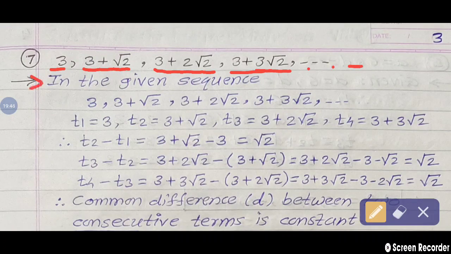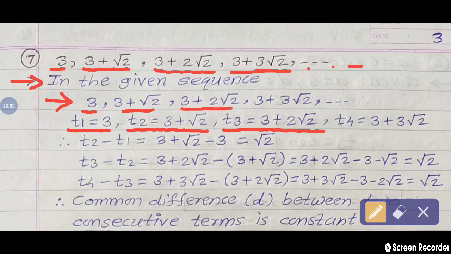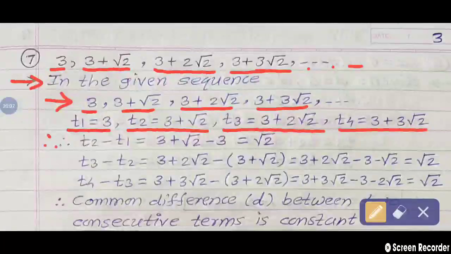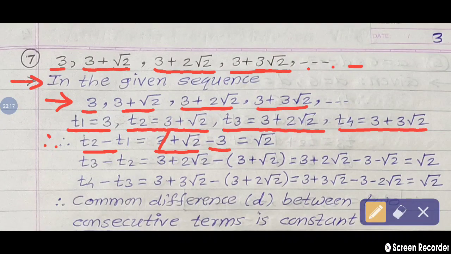Now answer. In the given sequence we are writing here. So what is T1? First term is 3, second term T2 is 3 plus root 2, T3 means third term is equal to 3 plus 2 root 2. Fourth term T4 equal to 3 plus 3 root 2. Then find out the difference. T2 minus T1 is equal to, what is the T2? 3 plus root 2 minus first term 3, that is minus 3. So plus 3 minus 3 cancel, only root 2 remains.